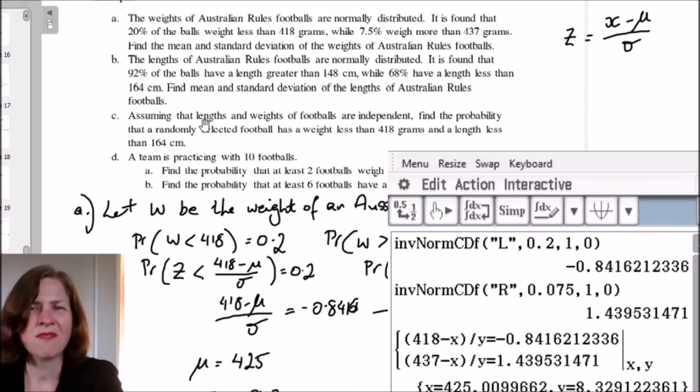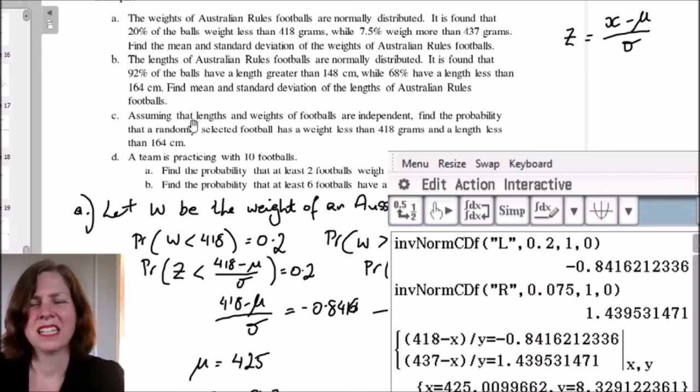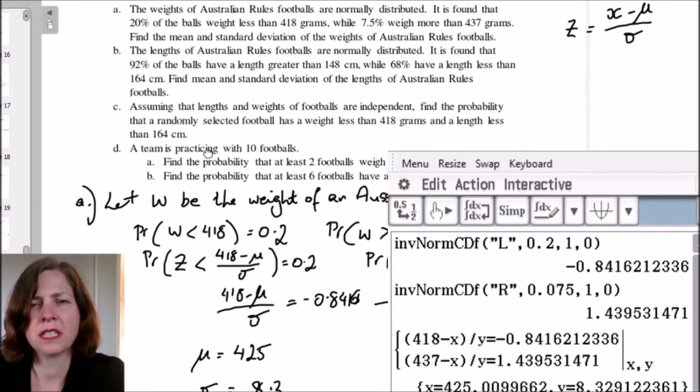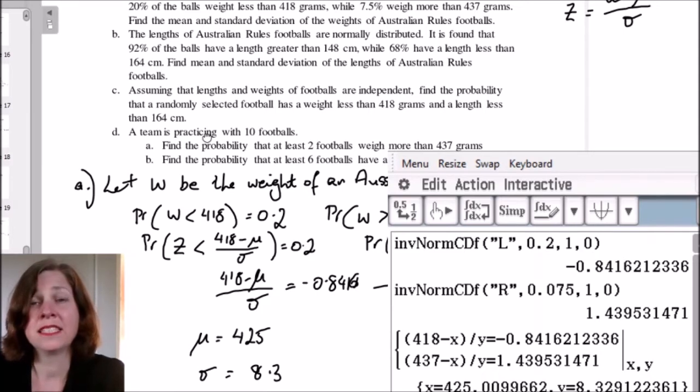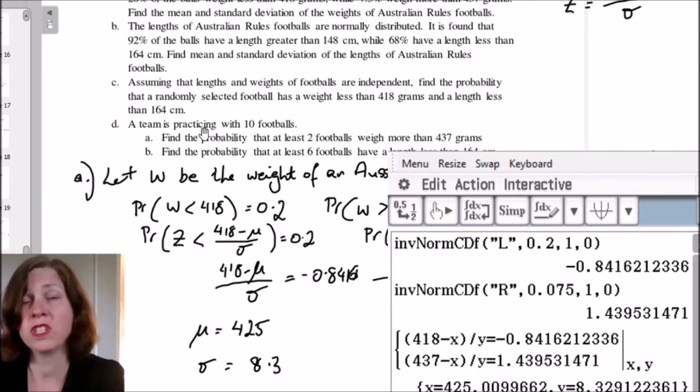I need to point out here, I don't know if this is true. I don't know how long a football is. It doesn't matter. In fact, that sounds ridiculous, 164 centimetres. Maybe that's meant to be millimetres. Yeah, but it still sounds like a lot of variation. It doesn't matter. It's the question. Let's just answer it. So 92% of the balls have a length greater than, I am going to use millimetres now because centimetres is absurd. I need to find the mean and standard deviation. It's exactly the same question with different numbers. So pause it and have a go and then hit play to see how you went.